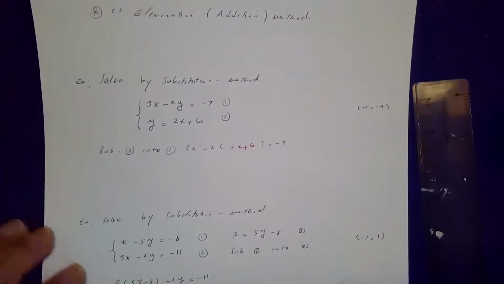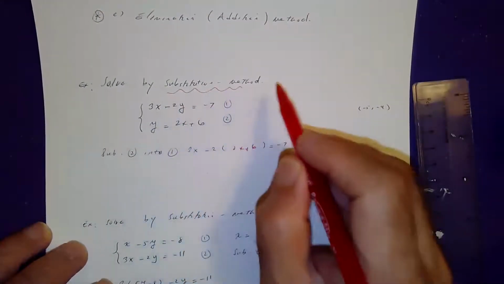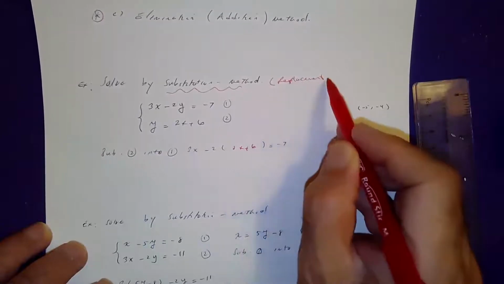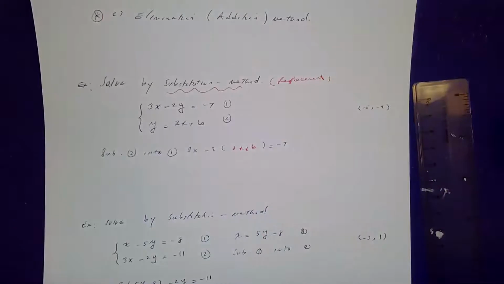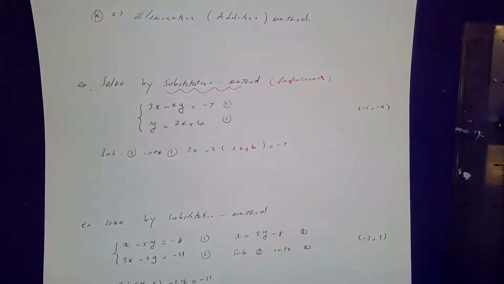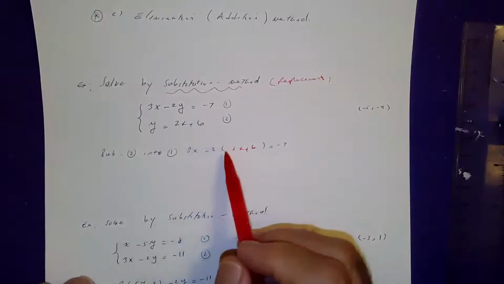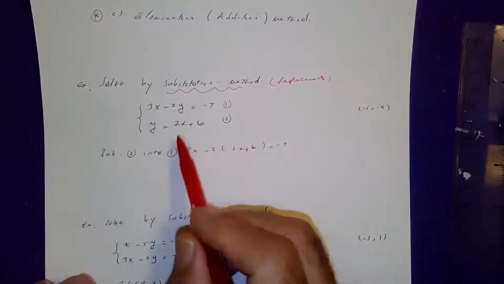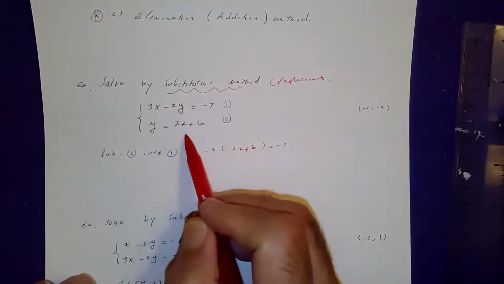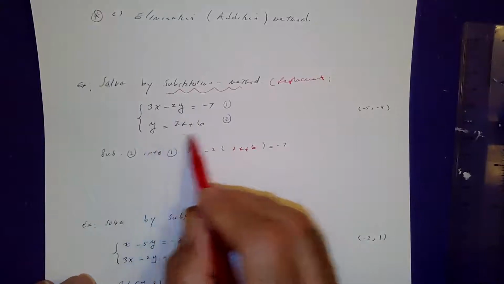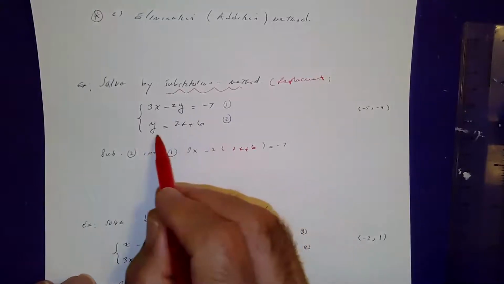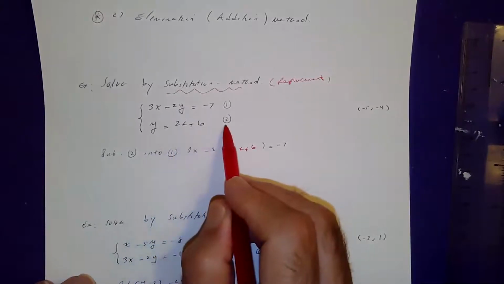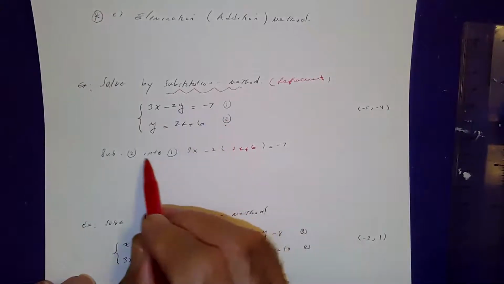The next method is called substitution. Remember, substitution means what? Replacement. You know, when you say, oh my goodness, today we have a substitute teacher, that means someone is going to replace my original teacher. In these kind of scenarios, take a good look at the equation and see which one has been solved for y. If either equation has been solved for a specific letter, take that. In this case, notice y is equal to 2x plus 6. So I'm going to take equation number 2 and substitute it in equation number 1.